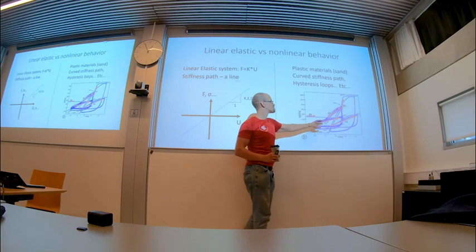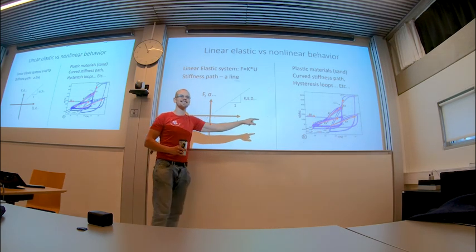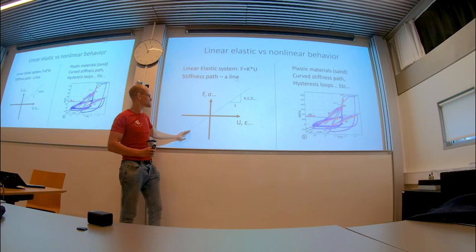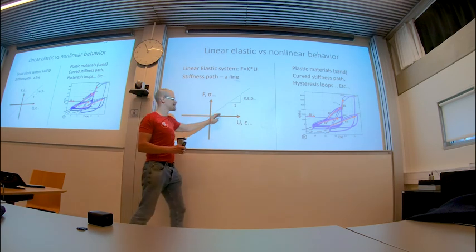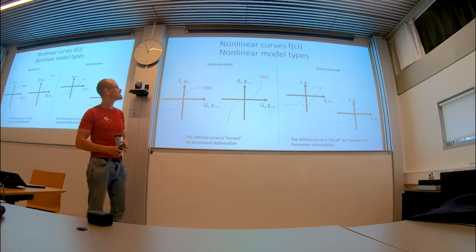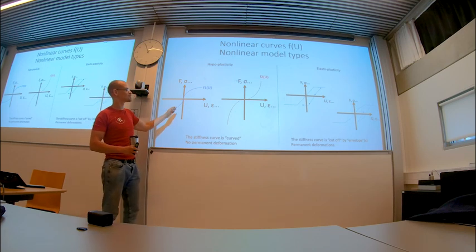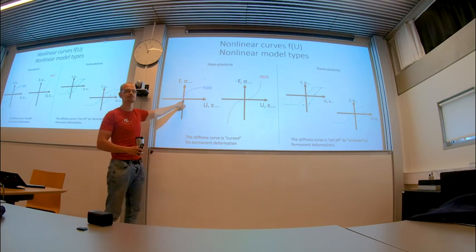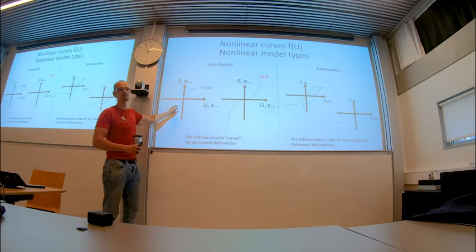So it's not a line. The stiffness path is not a line. In elasticity, the stiffness path is a simple line. In reality, many systems don't have a line. And hyperplasticity is a type of nonlinearity where you always cross the 0 point. So some models can be okay with that.